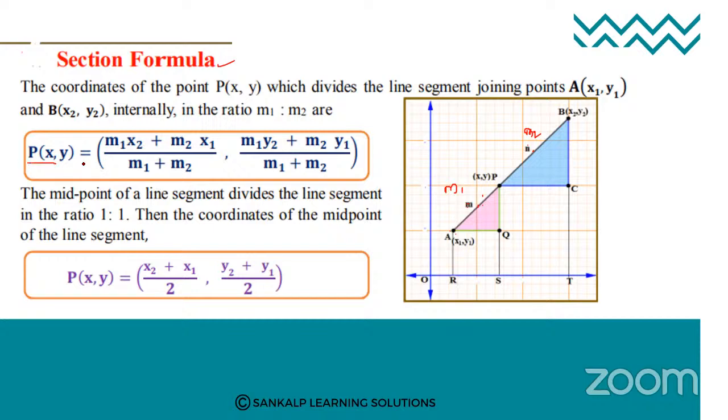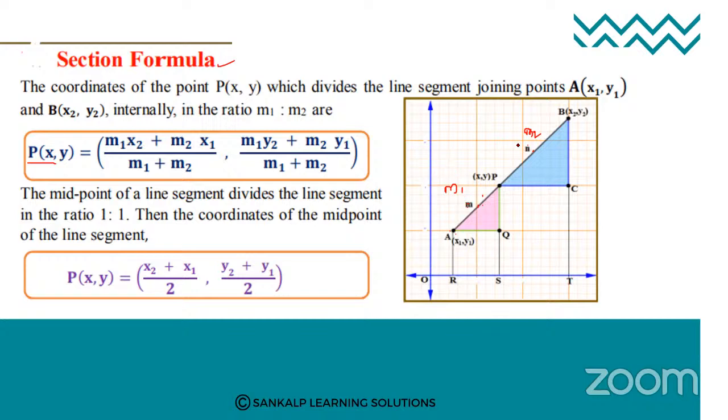Section formula. P(x, y) is equal to m1 into x2 plus m2 into x1 divided by m1 plus m2, right? Then m1 into y2 plus m2 into y1 divided by m1 plus m2, okay? Next, the midpoint of a line segment divides the line segment in the ratio 1 is to 1, okay?